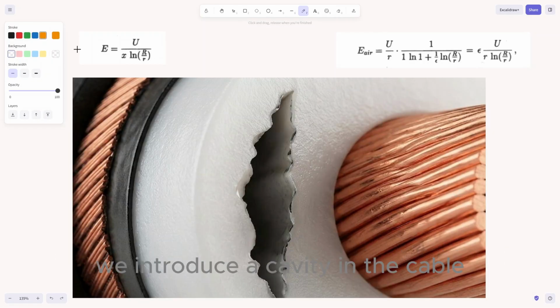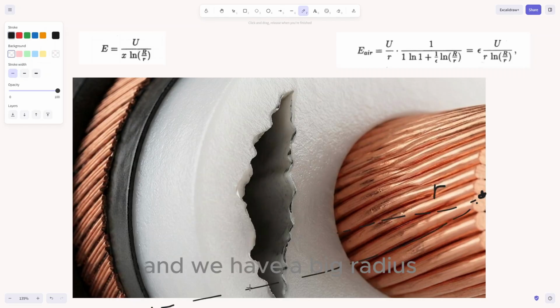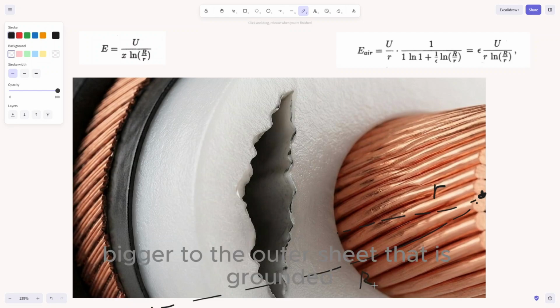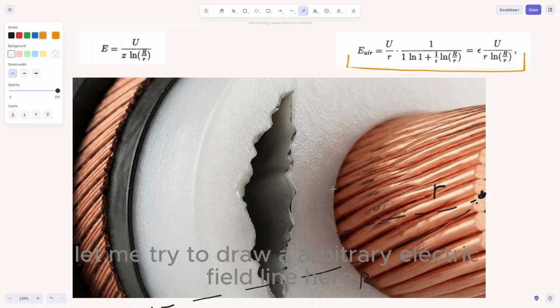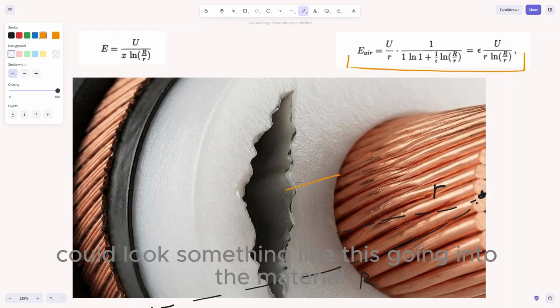But what happens when we introduce a cavity in the cable? We have the same geometry as before. We have a small radius, r, and we have a big radius, R, to the outer sheet that is grounded. And inside we have some electric field that is inhomogeneous, as you can see here. Let me try to draw an arbitrary electric field line here. It could look something like this, going into the material.